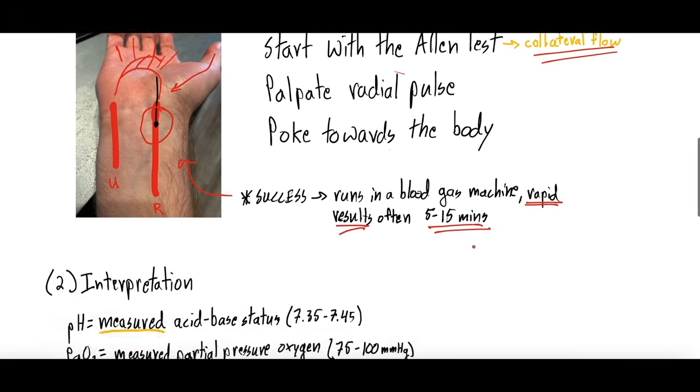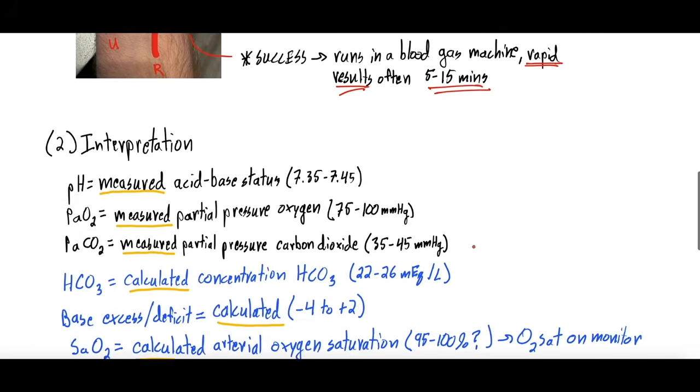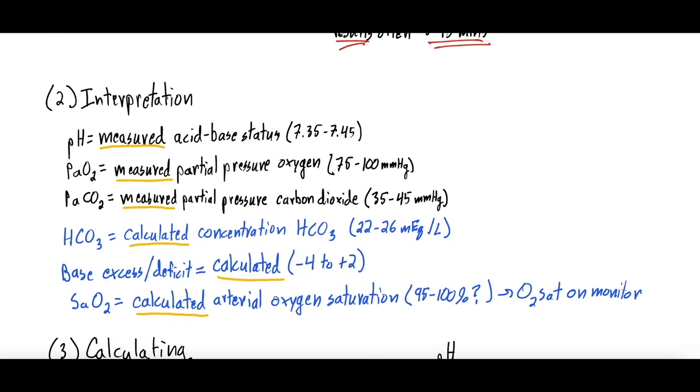So once you get it back, what does it tell you and how do you interpret it? So there's a few things that are measured, and there's a few things that are actually derived or calculated from the sample. The pH is measured, and that's the acid-base status of the blood. And the normal values for that are 7.35 to 7.45. We use 7.4 as a general normal.